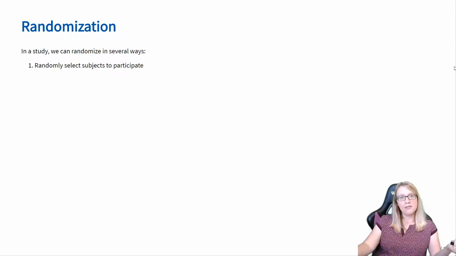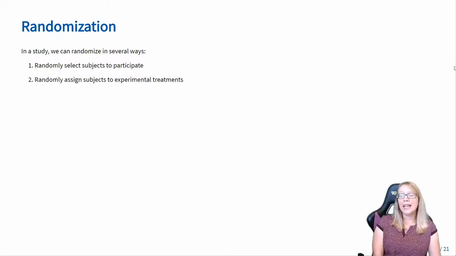Second principle of designing an experiment, randomization. In an experimental study, we can randomize in two ways. We can randomly select subjects to participate. That's the ideal, but that's not always possible. For example, say drug studies or new drug or vaccine trials. We need to have a volunteer group who's willing to participate in the study, so we can't select those at random. But what we can do is randomly assign the subjects to receive an experimental treatment.